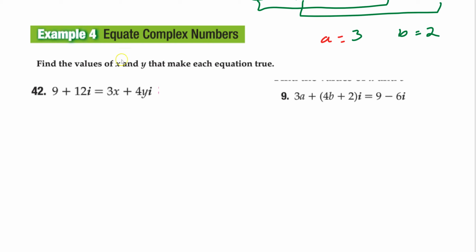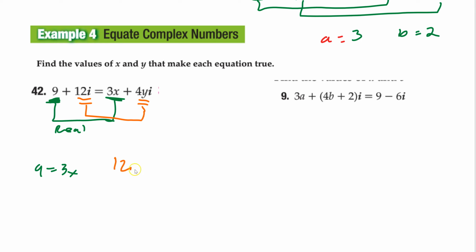If I have complex numbers, the real term, the 9, and there's no i there, has to be equal to the real term. What's the real term here? The thing without the i. So this. Because these are real. So the real piece has to equal the real piece. Likewise, the thing with the i, the imaginary piece, has to equal the imaginary piece.